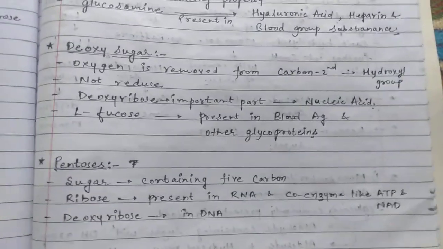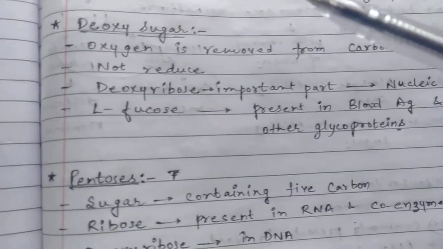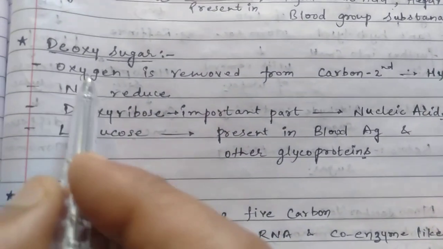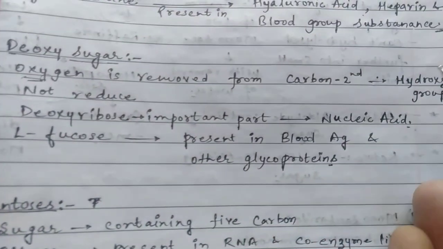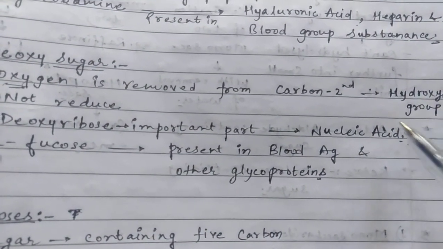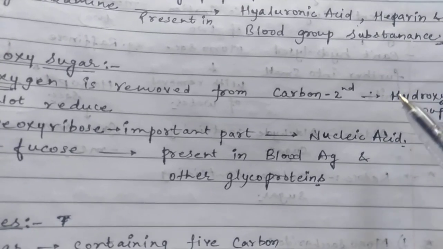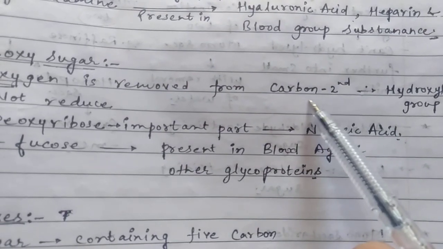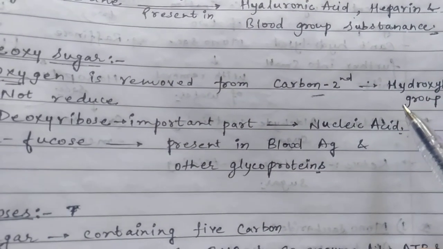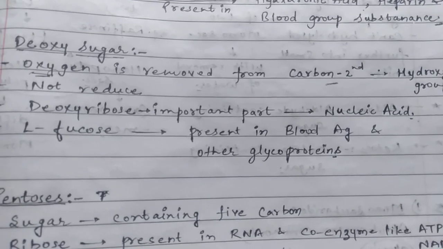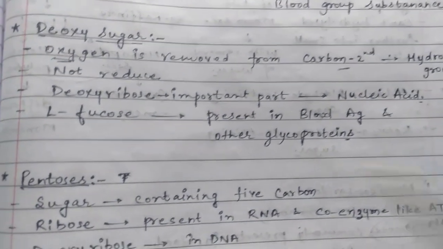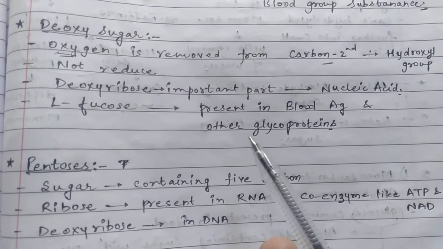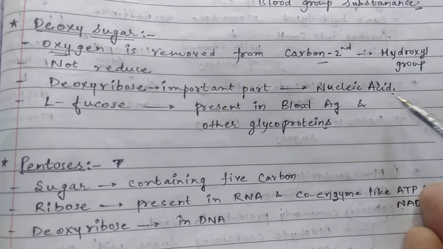Then student, we will discuss the deoxy sugar. So what is deoxy sugar? When one oxygen atom is removed from the second carbon of the glucose or any hydroxyl group, mostly it takes place at the second carbon. This is known as deoxy, meaning removal of oxygen. And this is also a non-reducing sugar. Yes, and this sugar is mostly present in nucleic acid.